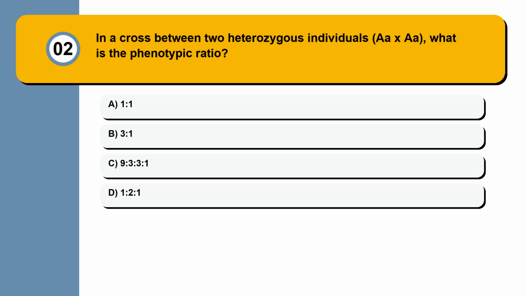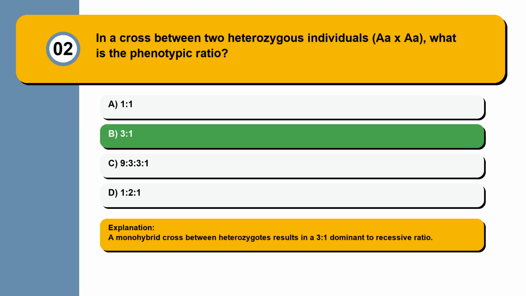Question 2. In a cross between two heterozygous individuals, Aa x Aa, what is the phenotypic ratio? 1:1, 3:1, 9:3:3:1, 1:2:1. A monohybrid cross between heterozygotes results in a 3:1 dominant to recessive ratio.